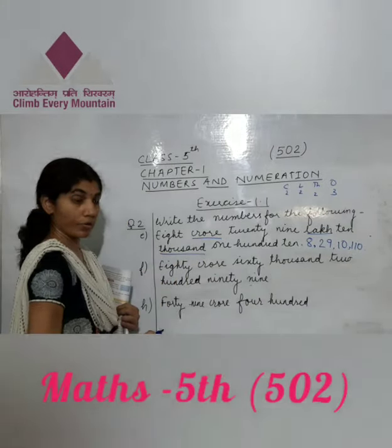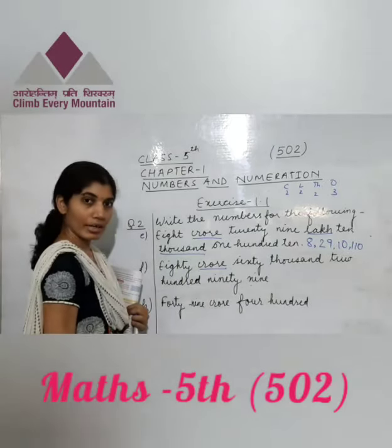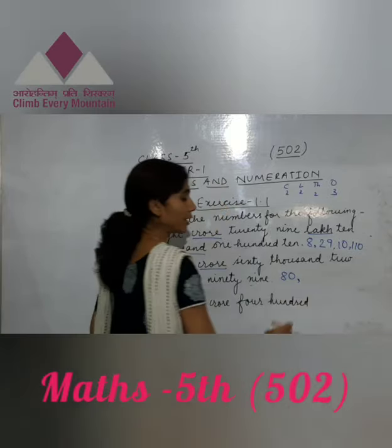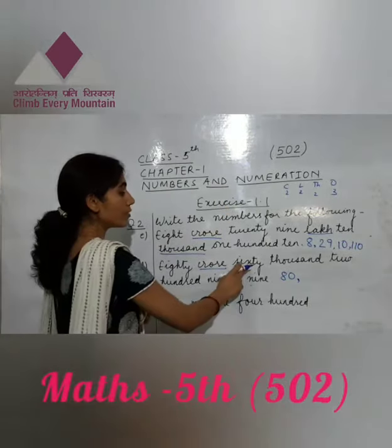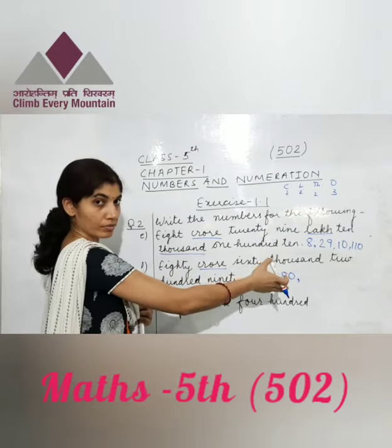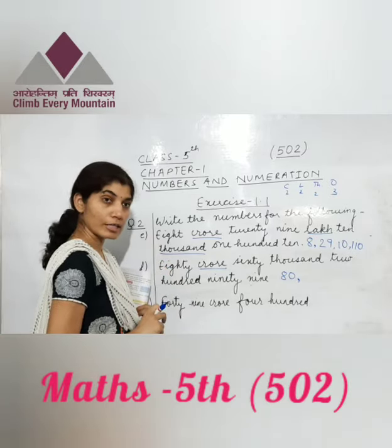Now see F1. 80 crore. In crores period we have 80. So we can write 80. Crores period is over. Put comma. Then we have 60,000. Now see. After crores period, on the right side of crores period, which period should come? Lakhs period.